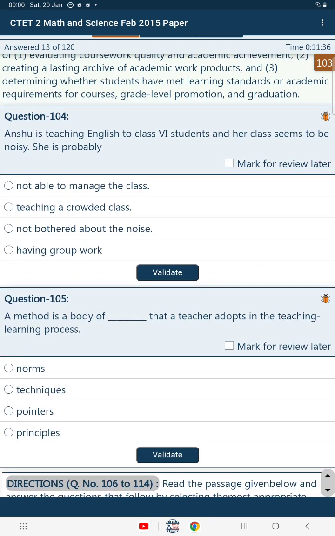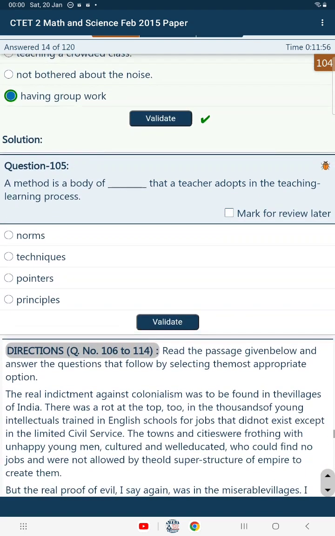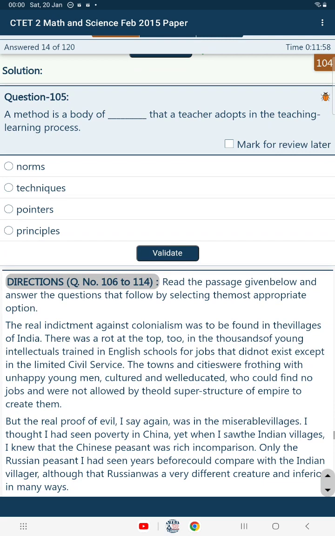Asha is teaching English to class 6 students and her class seems to be noisy. She is probably not able to manage the class, teaching a crowded class, not bothered about having group work. In group work they talk.